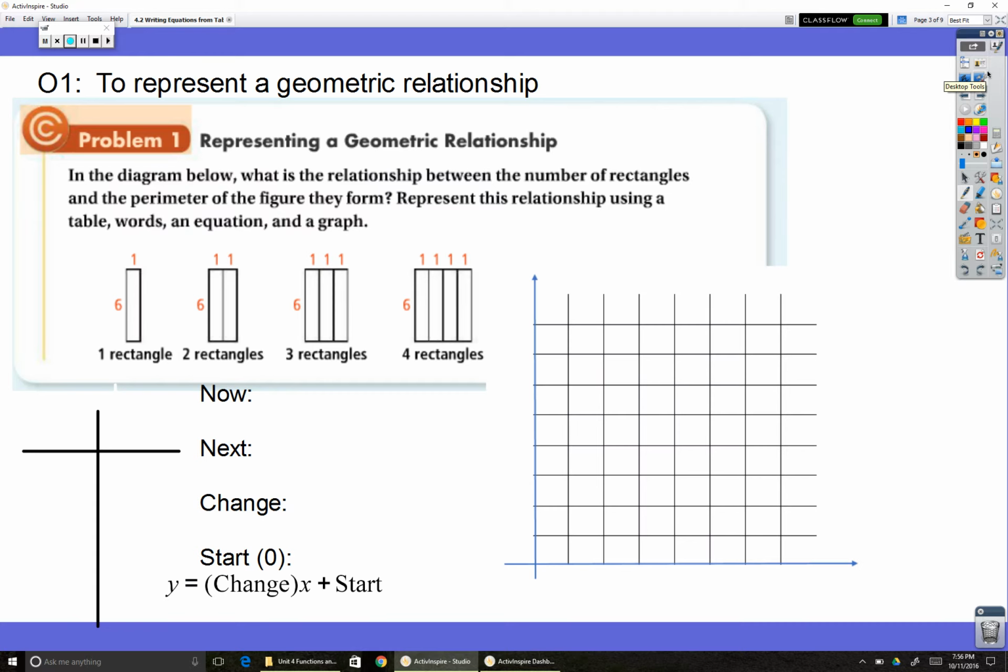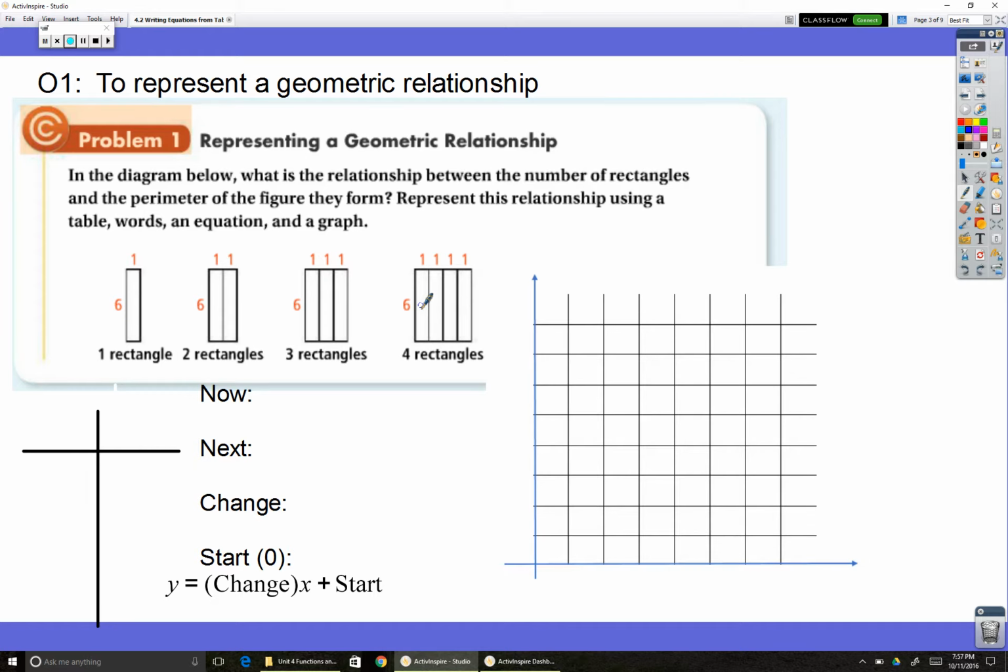Okay, our first problem is from our textbook, representing a geometric relationship. In the diagram below, what is the relationship between the number of rectangles and the perimeter of the figure they form? Represent this relationship using a table, words, an equation, and a graph. So we have here a series of rectangles. We have one rectangle, and it shows us that the rectangle has a length of 6 and a width of 1. And then we have two of those rectangles put together, 3 rectangles, and 4 rectangles.